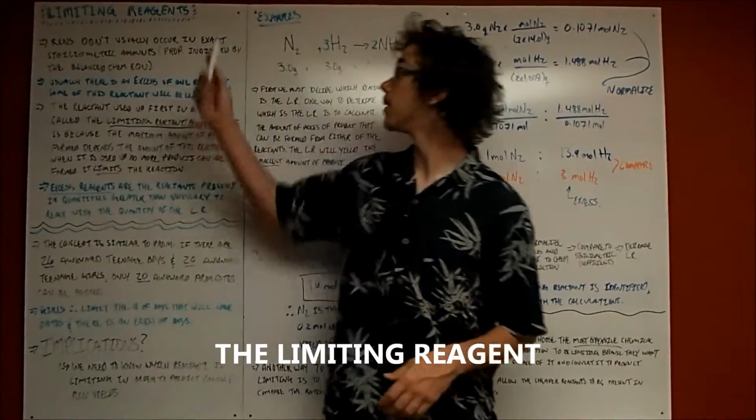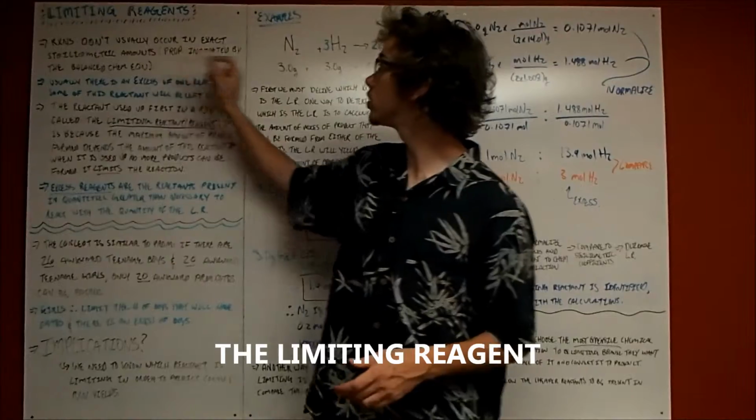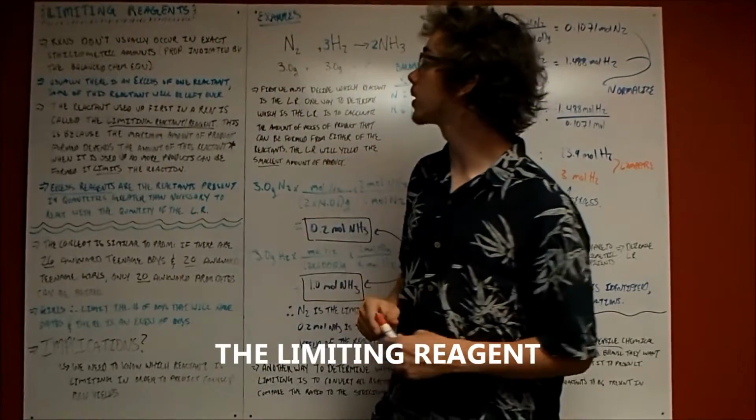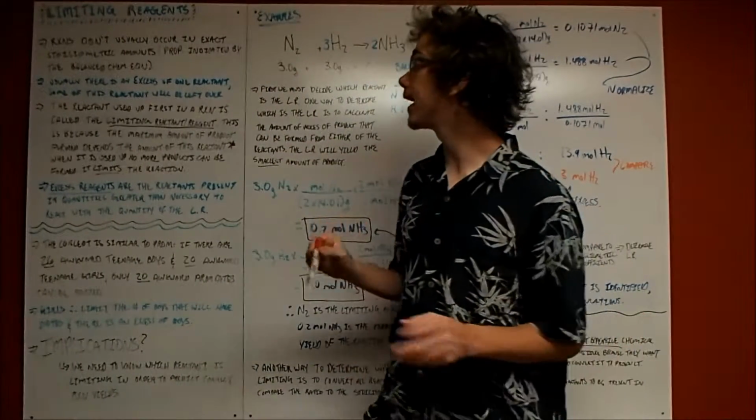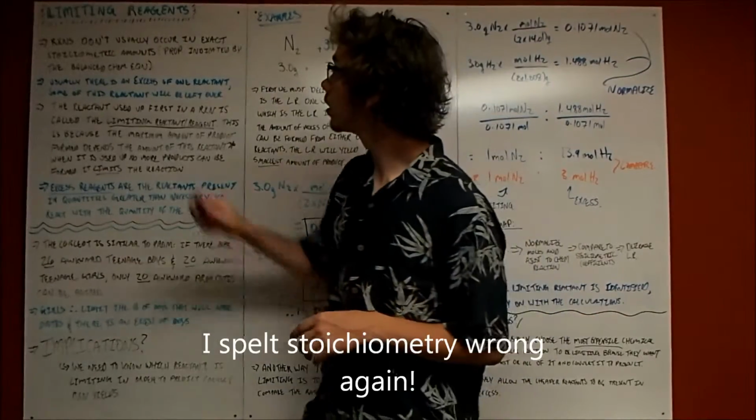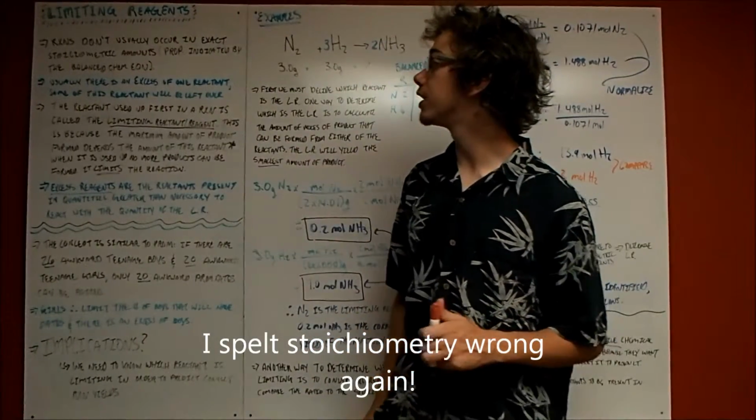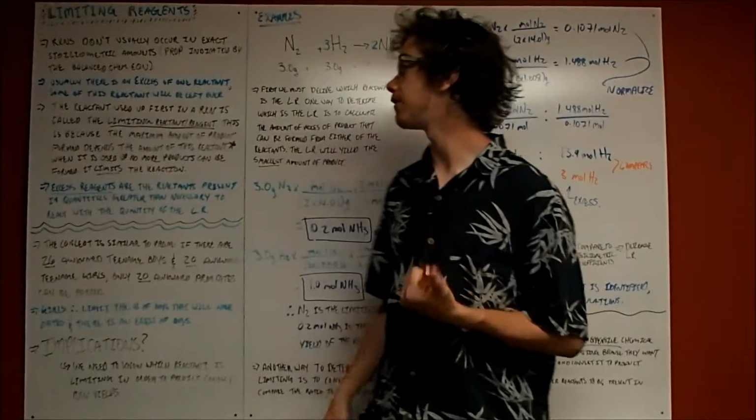Hey guys, today we're going to talk about limiting reagents. Reactions don't usually occur in exact stoichiometric amounts, or the proportions indicated by the balanced chemical equation. Usually there's an excess of one reagent, and some of this reagent will be left over after the reaction.